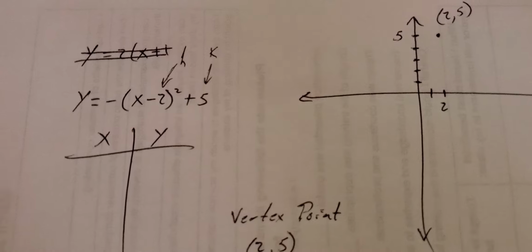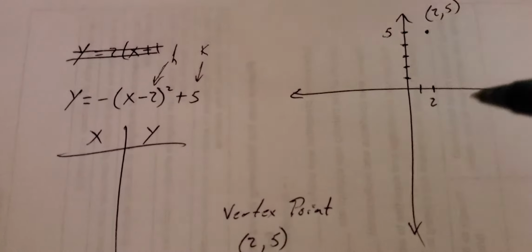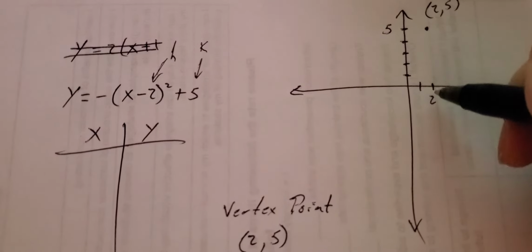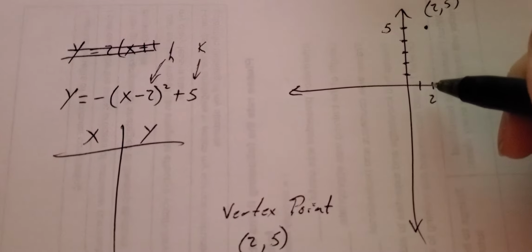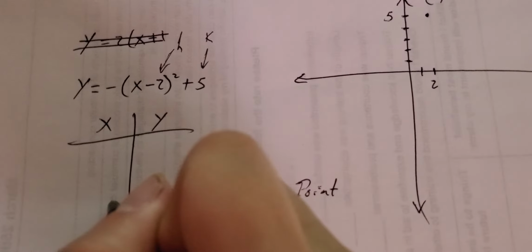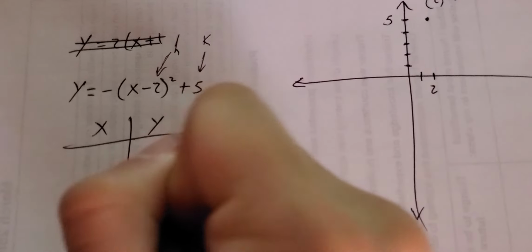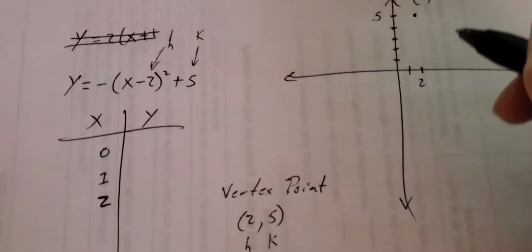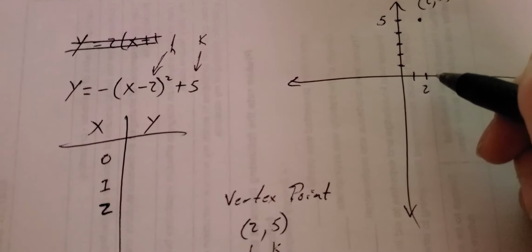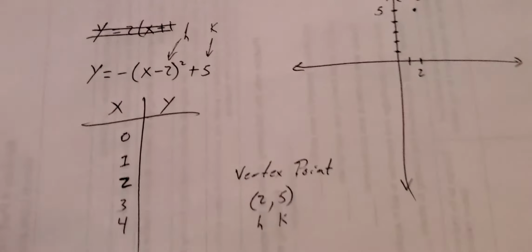Now, let's start graphing. Again, choose numbers to the left and to the right of my vertex point. The number in the center should be 2, because that's where the graph is. We need to choose points to the left of 2 and to the right of 2. So 2 is going to be in the middle. To the left of 2, that will be 1 and 0. And to the right of 2, that means 3 and 4. Now we have some values.